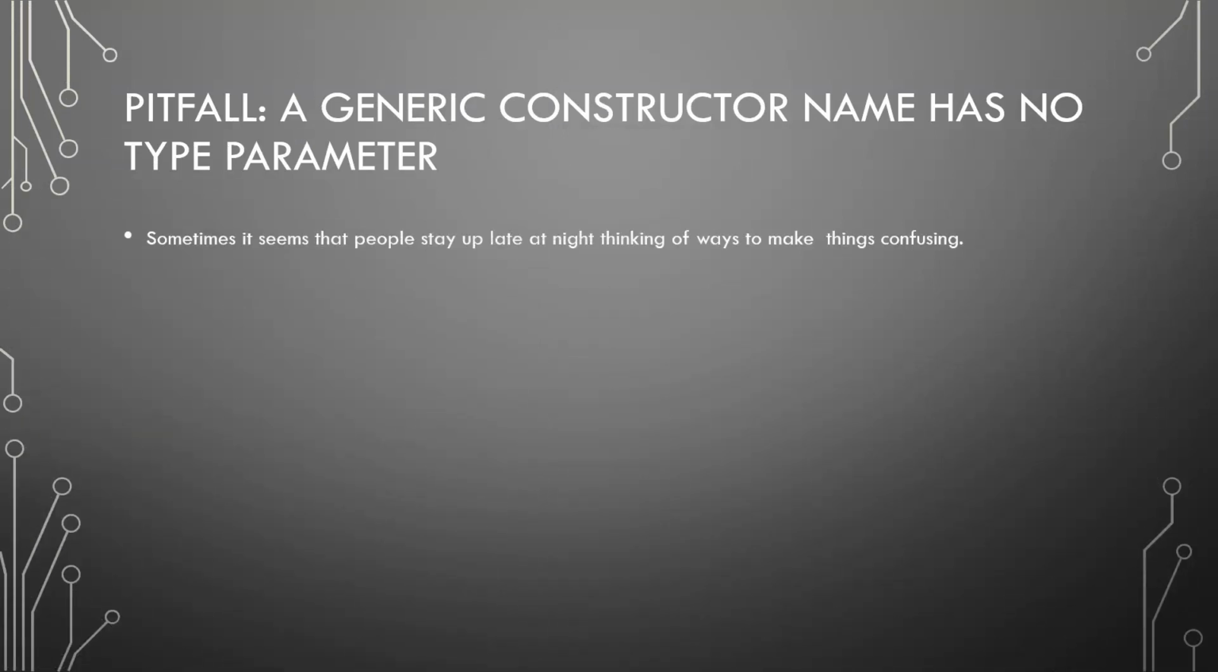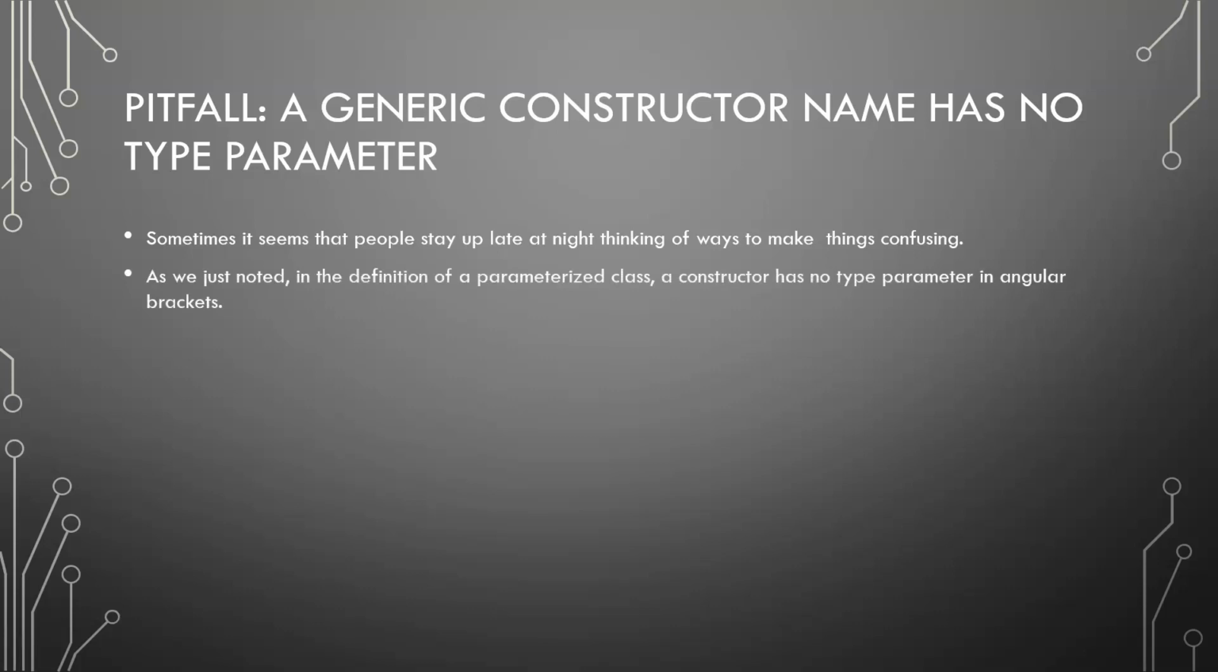Sometimes it might seem that people think of ways to make programming more confusing. Which, you might be like, wait, what? Some things are counterintuitive. Like, why does this work this way? Why am I looking at my code screaming angrily? Well, as we just noted, in the definition of a parameterized class, a constructor has no type parameter in angular brackets. And it's like, wait, what about those angular brackets? I thought those were important. Well, you see the following: public Pair(T firstItem, T secondItem).